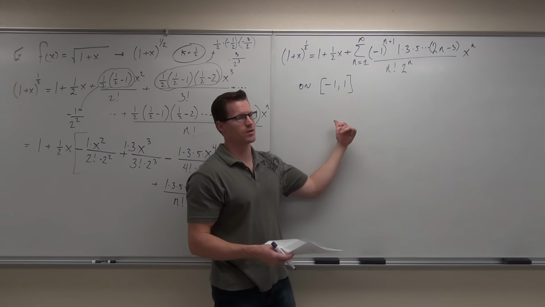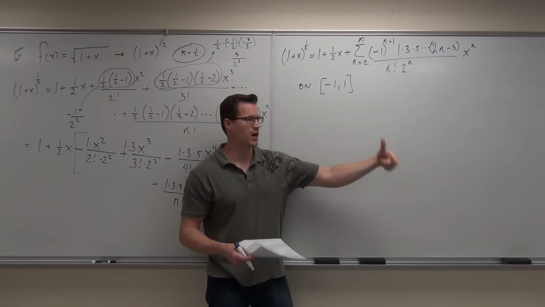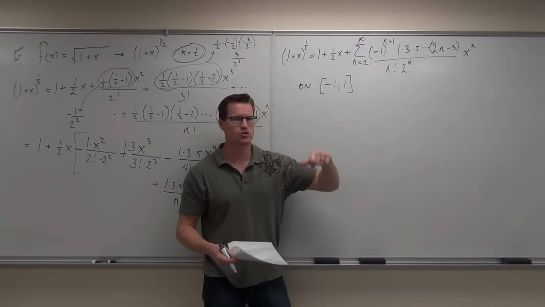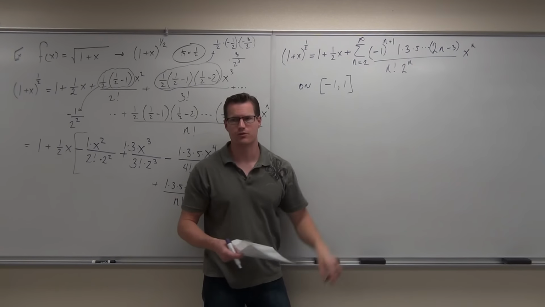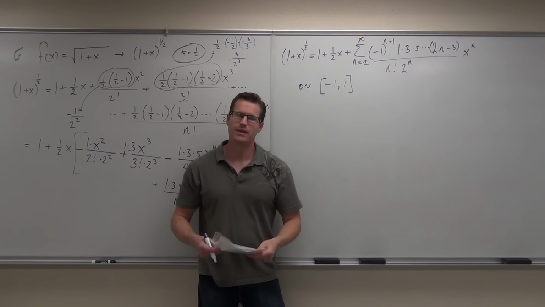For us, we say, hey, look at that. Our k is not a positive integer, but it is positive. If our k is not a positive integer, but it is positive, we include both of our endpoints. It goes from negative 1 to 1.